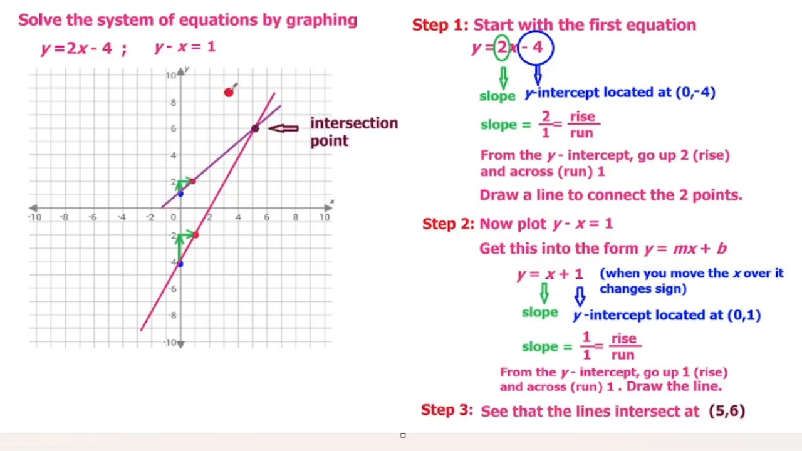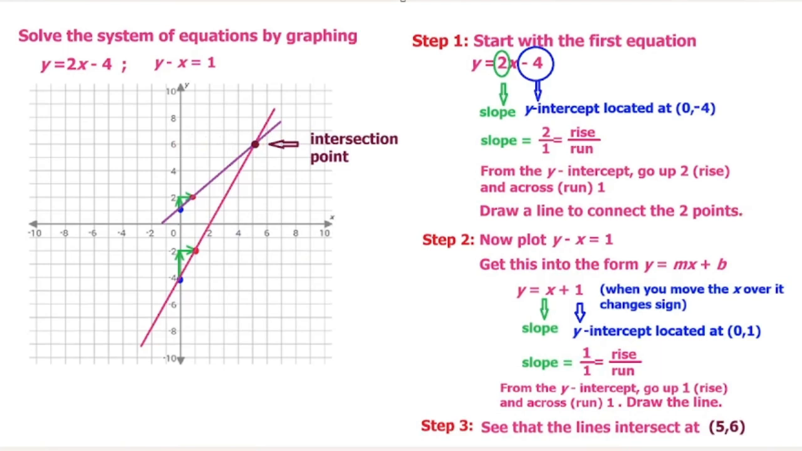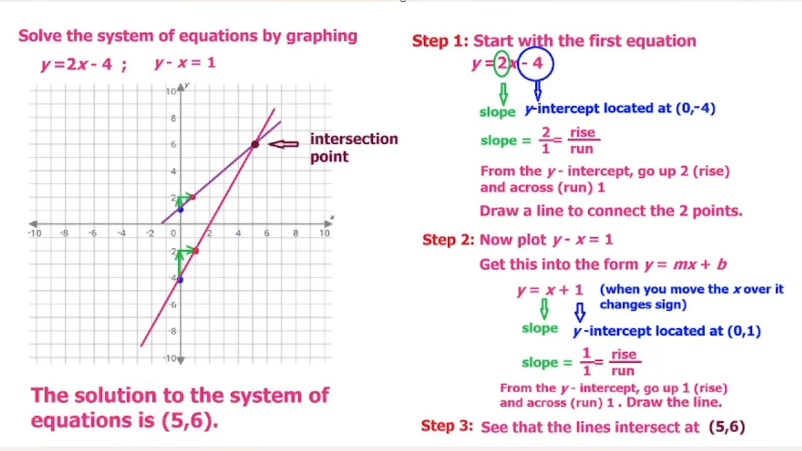So there is an intersection point, which is right here. See that the lines intersect at x is 5, and y is 6. So they intersect at (5, 6). The solution to this system of equations is (5, 6). There is only one point where they cross, and this is it. That means that's the solution. And that's it. That's all there is to that type of problem.